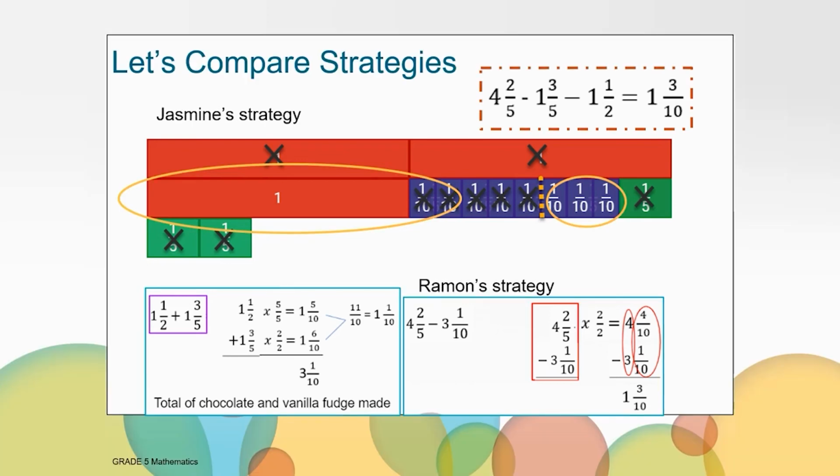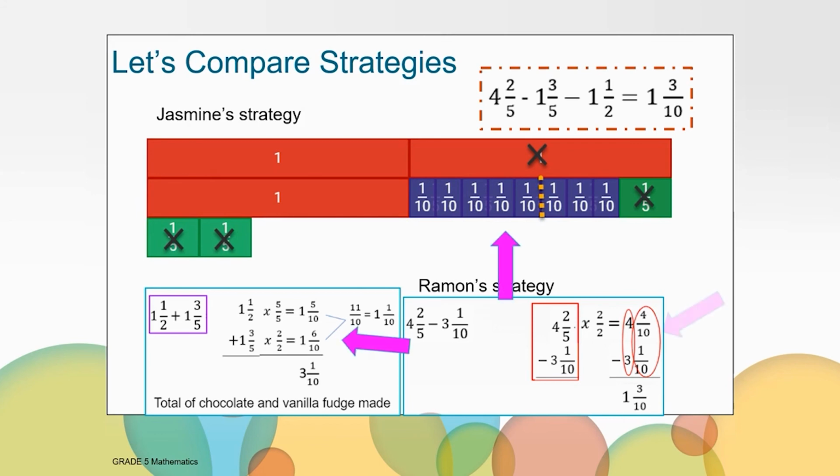Let's start with some of the similarities, or things that are the same about the two strategies. First, they both came up with the same answer of 1 3/10. In the fraction tiles, you see it in the amount that's left over. And in Raymond's strategy, you see it in the final computation. Another similarity is that both strategies converted to tenths. Did you notice other similarities?